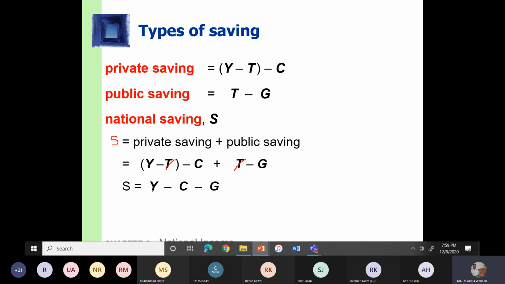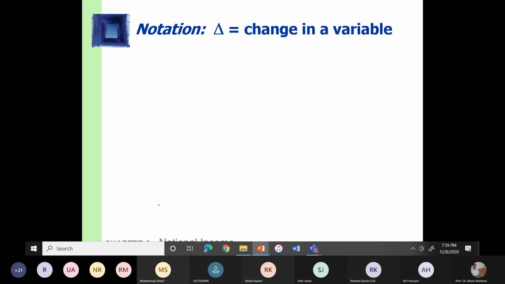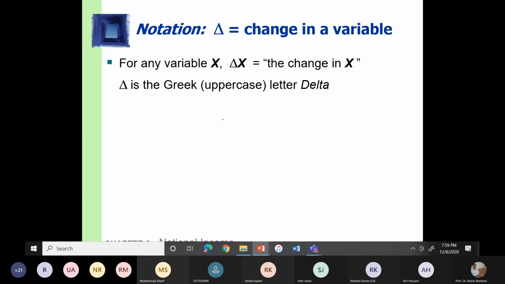Okay, so from income, if you subtract consumption, and if you subtract government expenditure, then you have national saving. Now let's see the change in the variable. If x is a variable, delta x shows the change in x. This delta is a Greek uppercase letter, delta.